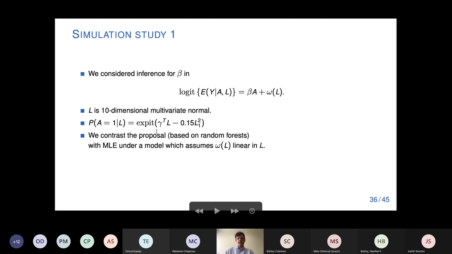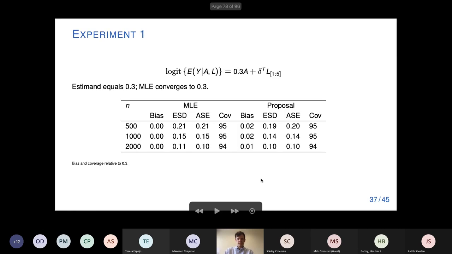So we contrasted our proposed estimator, where we used random forests for estimation of all these nuisance parameters, with a maximum likelihood estimator, which is obtained from just a standard logistic regression, which is assumed to be linear on the log odds scale in A and L. Okay, so in the first case, the parametric logistic regression model that underpinned the maximum likelihood estimator was correctly specified.